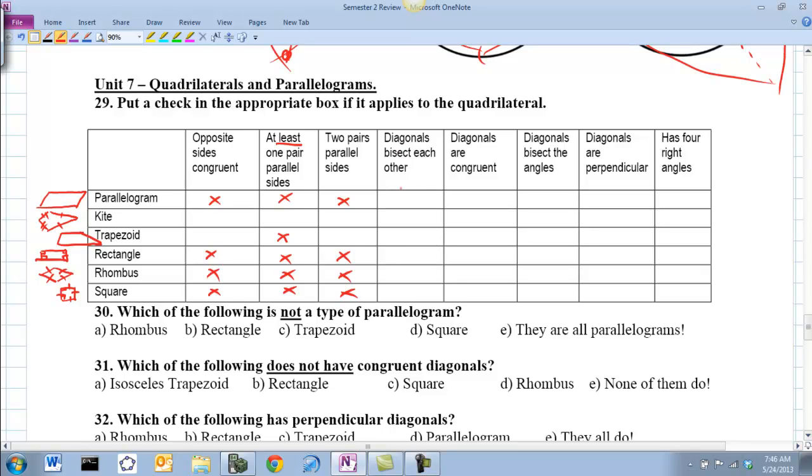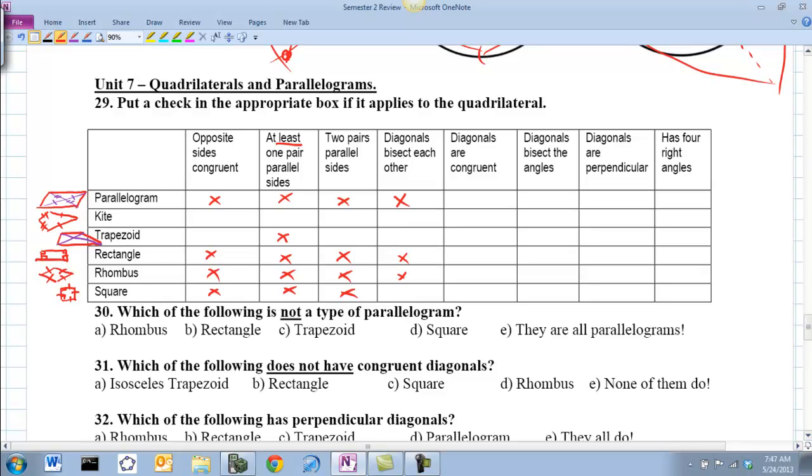Diagonals bisect each other. Now this can be tricky for students because they look at something and think that the diagonals do bisect each other when they don't necessarily. Like the trapezoid definitely does not. The parallelogram does bisect each other when we draw those in. These are the same, these are the same. Now they are not congruent diagonals, but they do bisect each other. The kite, one of the diagonals gets bisected, but not both.